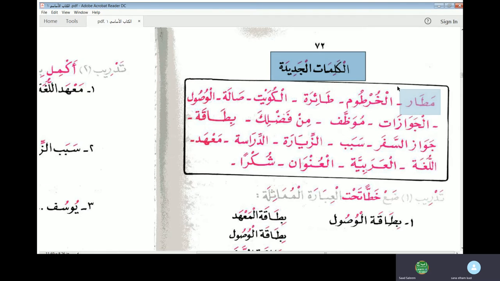الكلمات الجديدة, new words. مطار, airport. الخرطوم, Khartoum city. طائرة, aeroplane. الكويت, Kuwait. صالة is hall. الوصول is arrival. الجوازات, passports. موظف is officer. من فضلك, please. بطاقتي is the card. جواز السفري, passport.